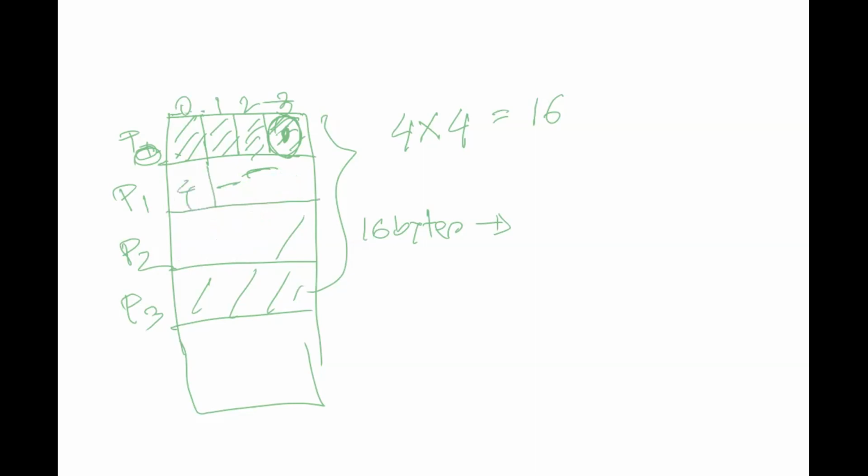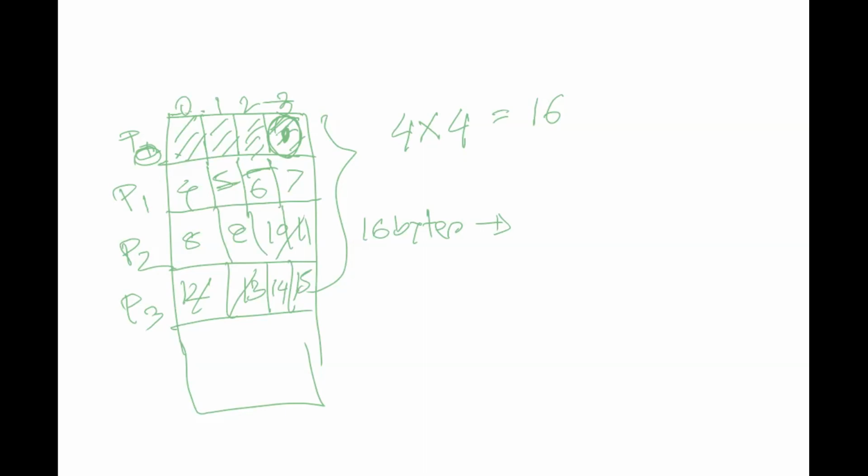This is byte number 4, this is 5, this is 6, this is 7, and so on. This is 8, 9, 10, 11, 12, 13, 14, 15. That is 16 bytes total. So how can the CPU take a specific byte? It doesn't work this way.